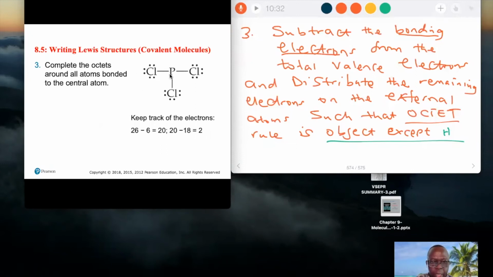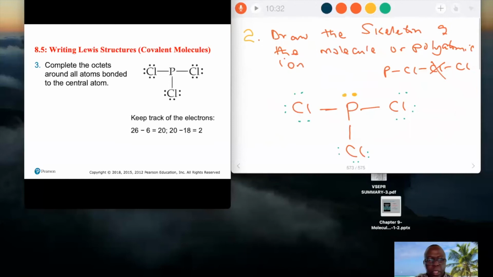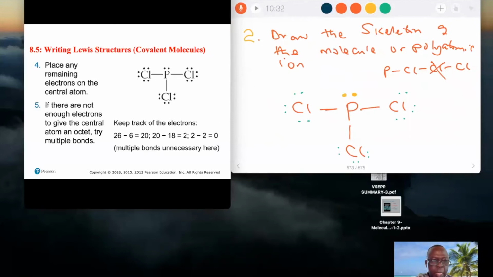Remember, these are shared electrons. Phosphorus claimed the 2 electrons. Chlorine claimed the 2 electrons. So the octet rule is satisfied by each chlorine right here. The remaining electrons you have to place, and they have to be paired. If you look at how I did it, it should be paired. Whatever remains has to be placed on the central atom. Any question on that example? I want to show you where you have to generate a multiple bond. Any question on that example?